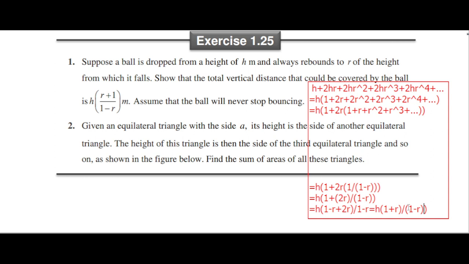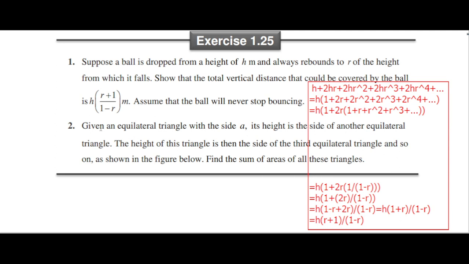Let's put it in brackets like this. So this can be expressed like this: h into, let's rearrange the place of 1 and r, r plus 1 over 1 minus r. This is the total vertical distance that could be covered by the ball: h into (r plus 1) over (1 minus r).